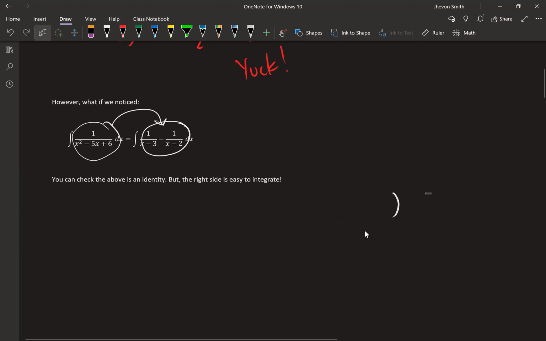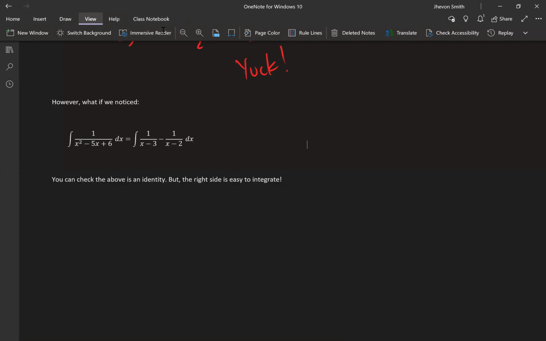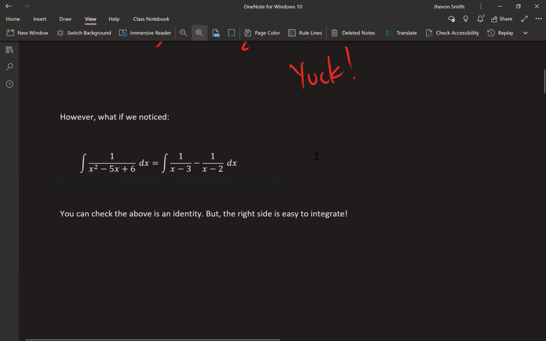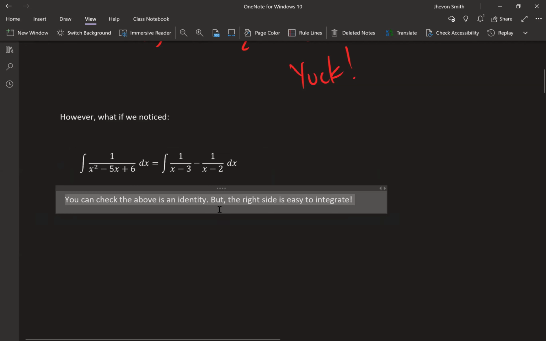So what if somehow, using Jedi mind powers or whatever, we realize that this was the case? I realize that, hey, this integral over here is actually the same as that integral over there. Maybe I can increase this a little bit, since I don't know if you guys can see this very well. What if I notice that this integral over here is the same as that integral over there? So I can integrate this by integrating that.